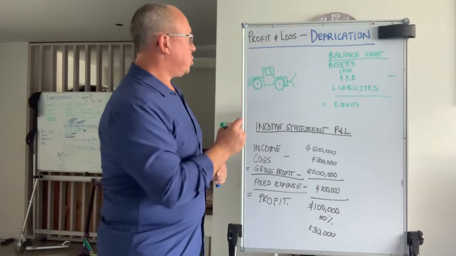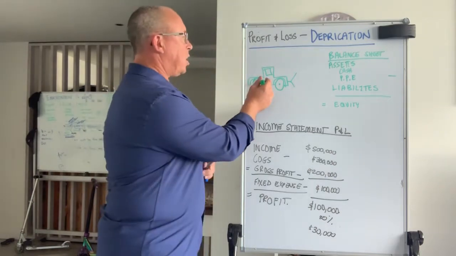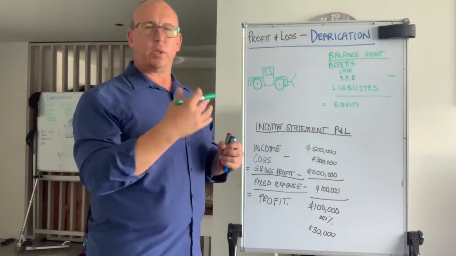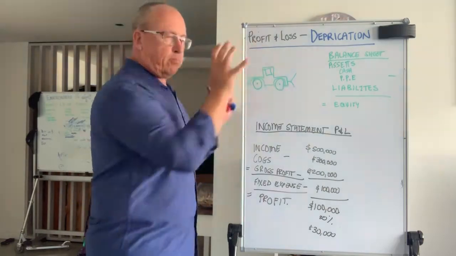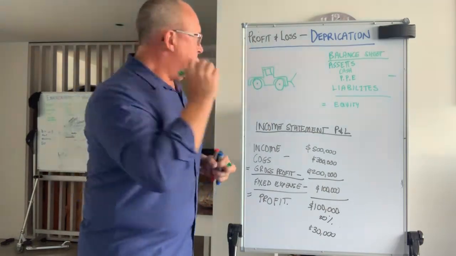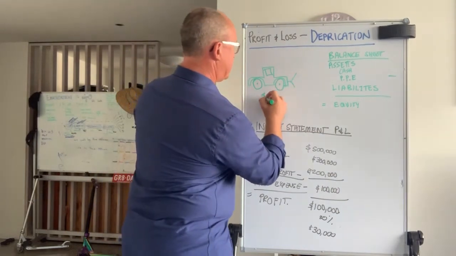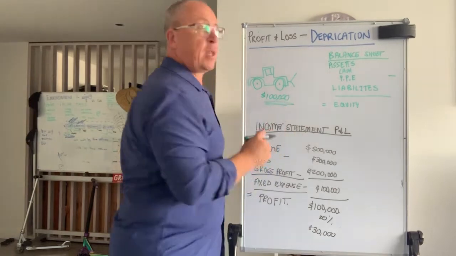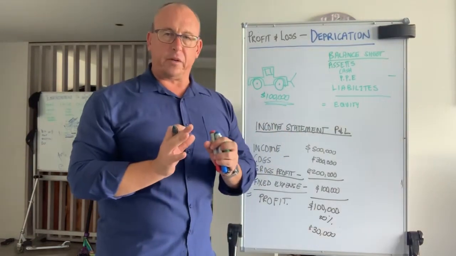So let's assume in our business, we decide we're going to buy this funky looking big tractor. Maybe we're an earth mover, maybe we're a builder or something like that. We're going to buy this big machine thing, right? And let's say this big machine thing costs $100,000, okay?